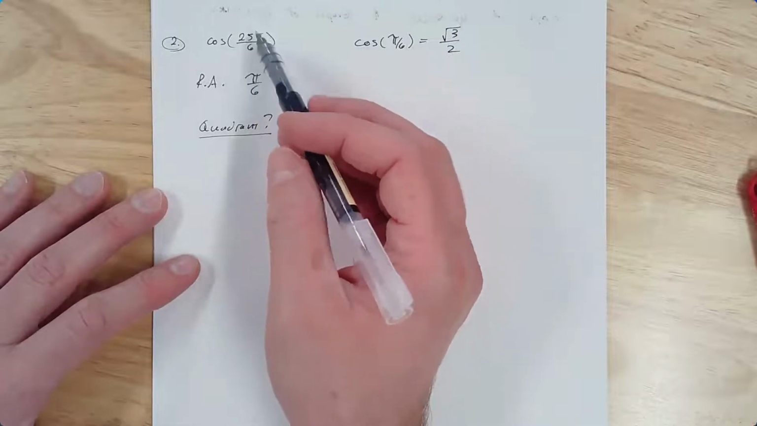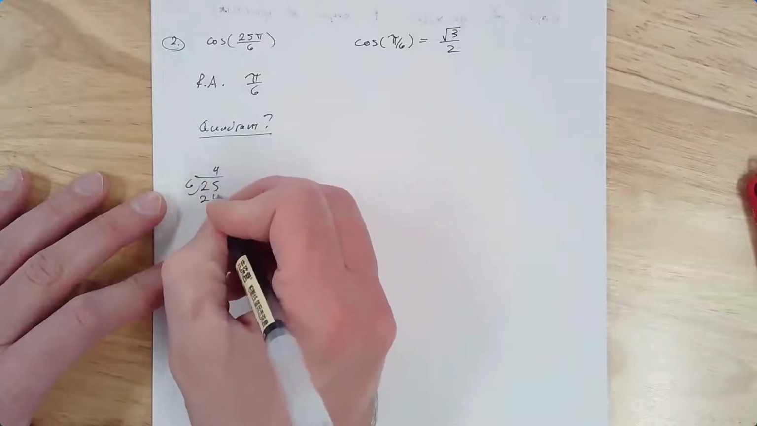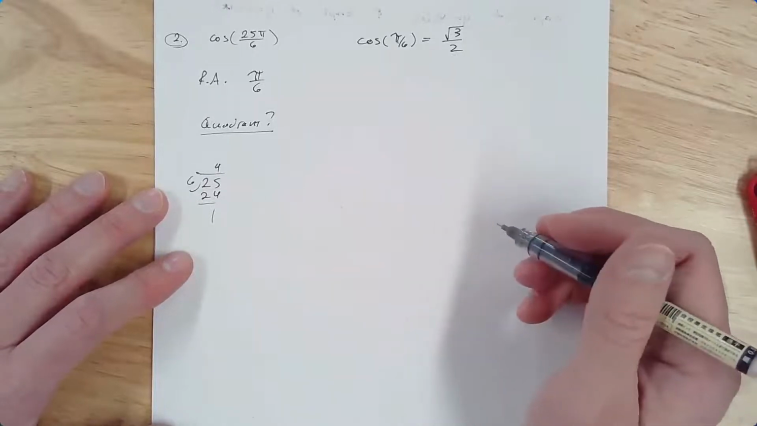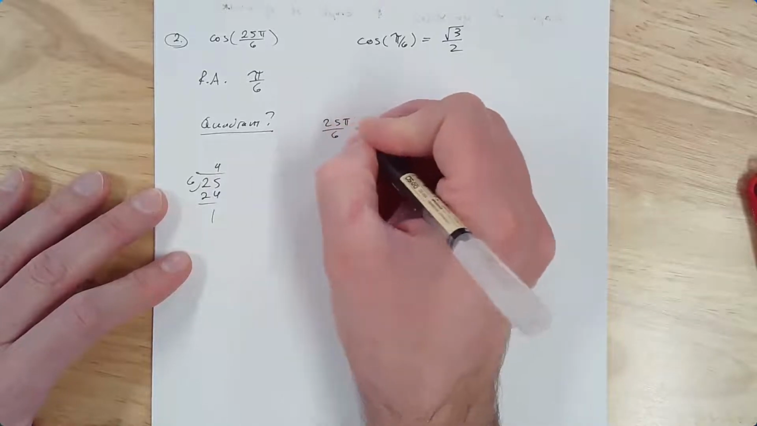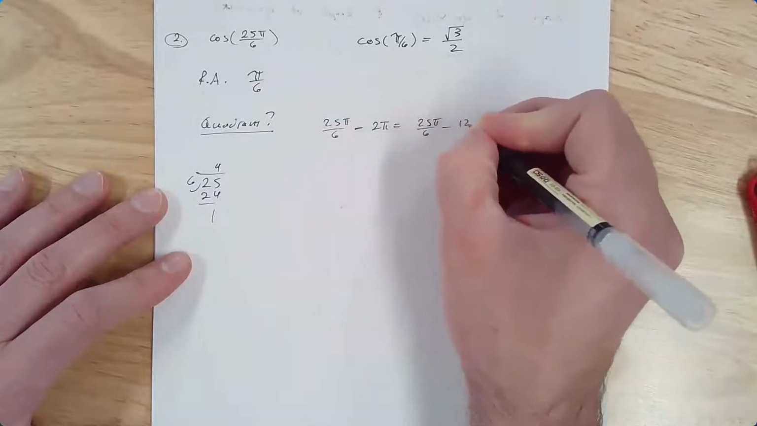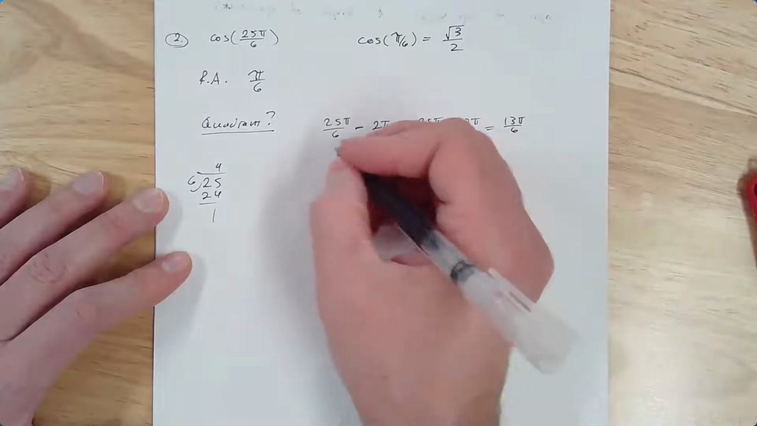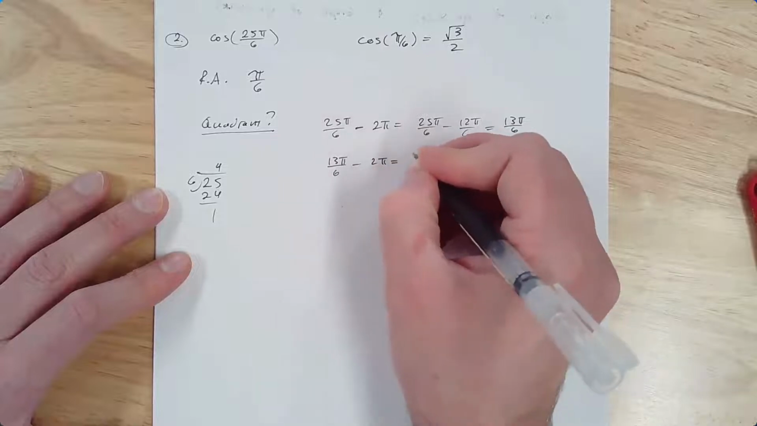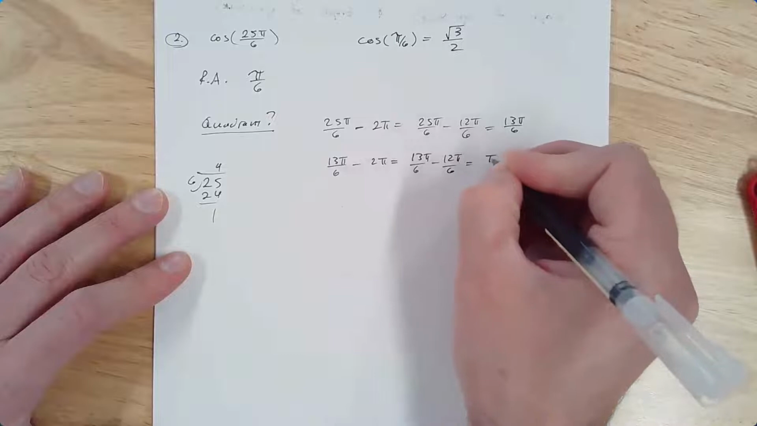Right? When I see 25 pi over 6, I'm thinking 25 divided by 6 is like 4 with a little bit left over. So I am thinking I'm going to subtract 2 pi twice. 25 pi over 6 minus 2 pi is 25 pi over 6 minus 12 pi over 6, which is 13 pi over 6. And I can subtract 2 pi again. 13 pi over 6 minus 2 pi is 13 pi over 6 minus 12 pi over 6, which is exactly pi over 6.